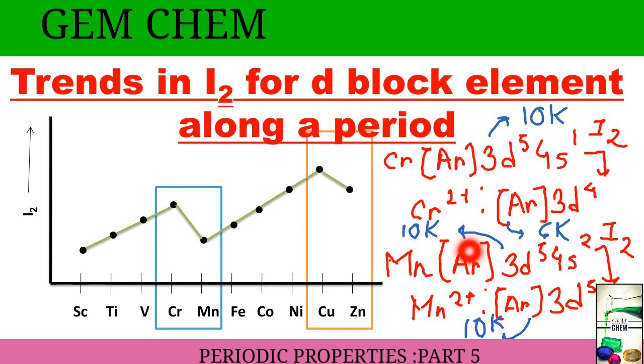Whereas for manganese there is no change in exchange energy. The net exchange energy change is 0, and the half-filled d5 configuration of manganese is retained. Thus there is a decrease in ionization energy. Now we will see copper and zinc.